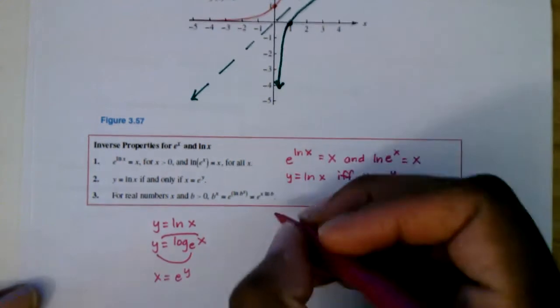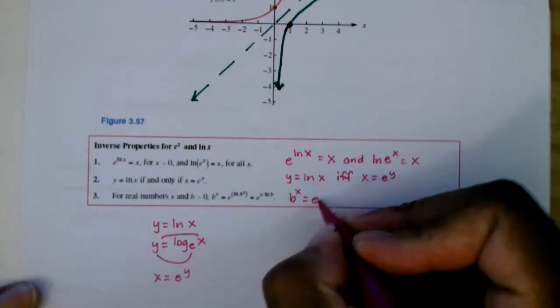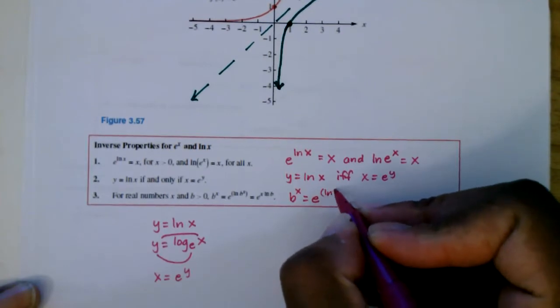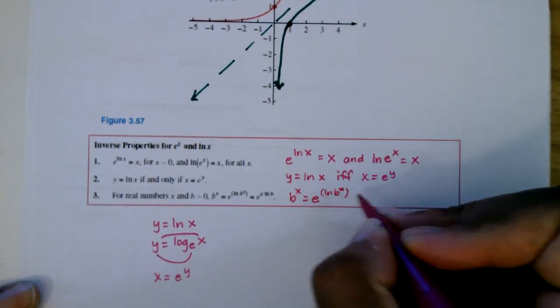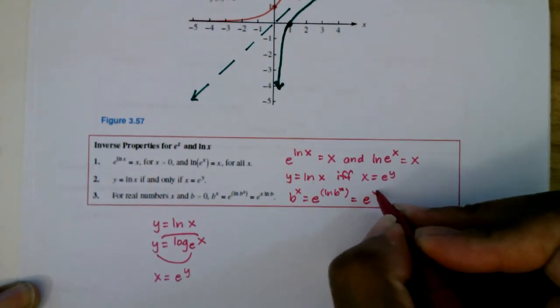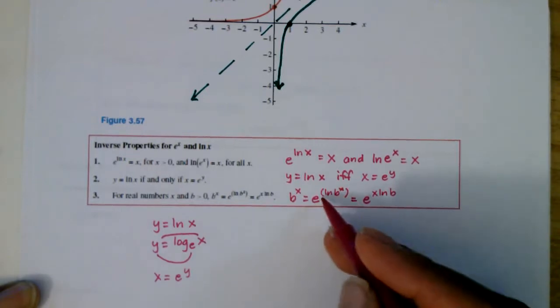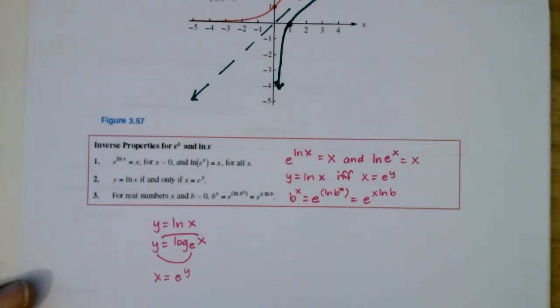So I'll go ahead and write this in so that you can see it a little bit better. b to the x equals e to the ln of b raised to the x. And that's the same as saying e to the x ln of b. That means you bring the exponent in front of the natural log of b using the power rule. We'll talk about that a little bit later.